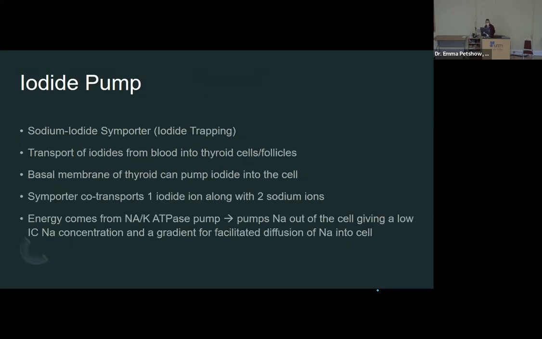Our iodide pump. This is a sodium iodide symporter, so it traps iodine. It transports iodides from the blood into our thyroid cells or follicles, and it's going to take in 1 iodide with 2 sodium ions. So it is decreasing sodium in the blood from doing this, but not at a major rate. Energy comes from a typical sodium-potassium pump. So it does use some energy, some ATP. So sodium-potassium pump pumps sodium out of the cell in exchange for potassium into the cell, which that's what the cell likes. So then it can take sodium in with iodine. So the concentration of sodium intracellularly doesn't go up, it stays normal. Creates a concentration gradient.